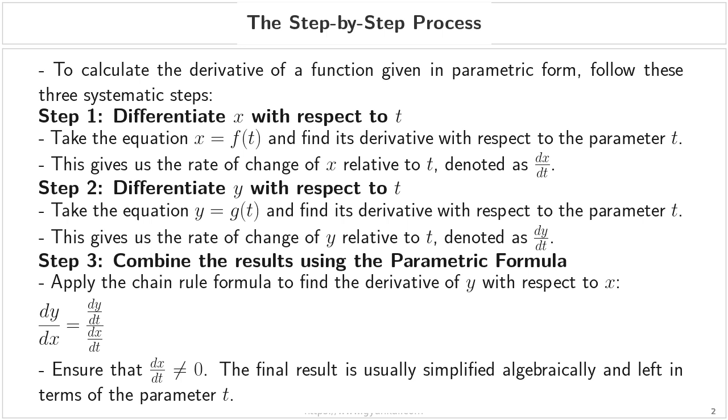Here, we apply the chain rule to find the derivative of y with respect to x. The formula is as follows: dy by dx equals dy by dt divided by dx by dt. One important detail to remember is to ensure that dx by dt does not equal 0, as division by 0 is undefined.